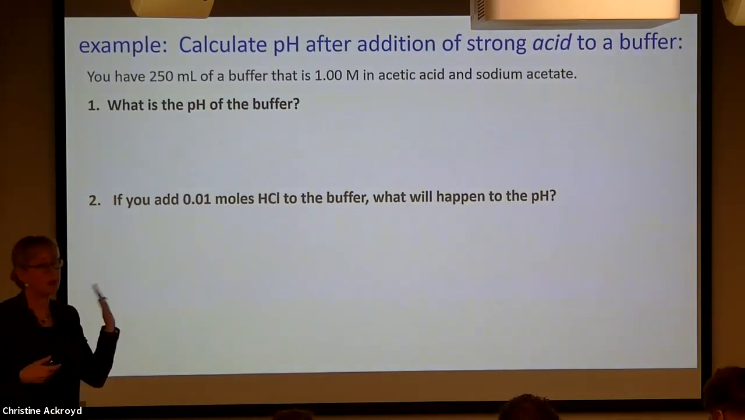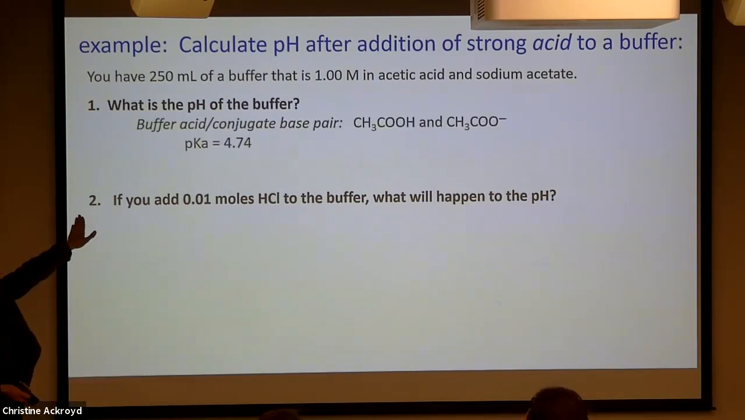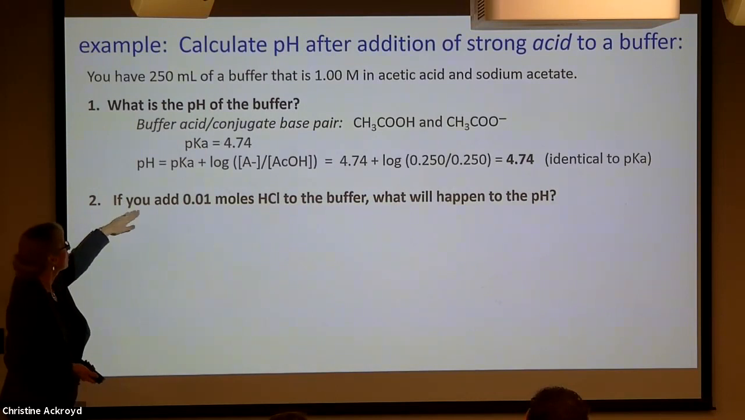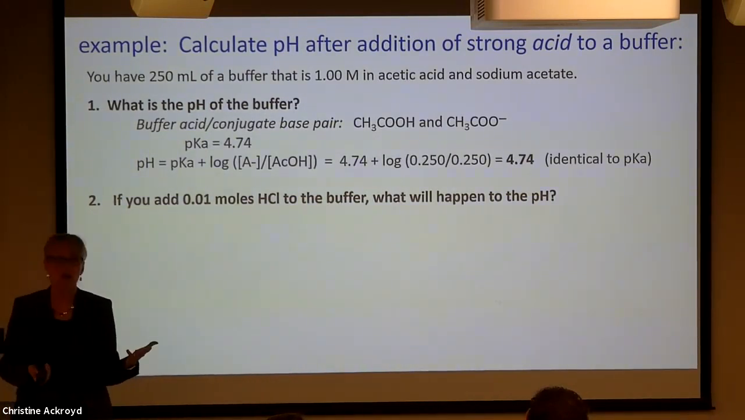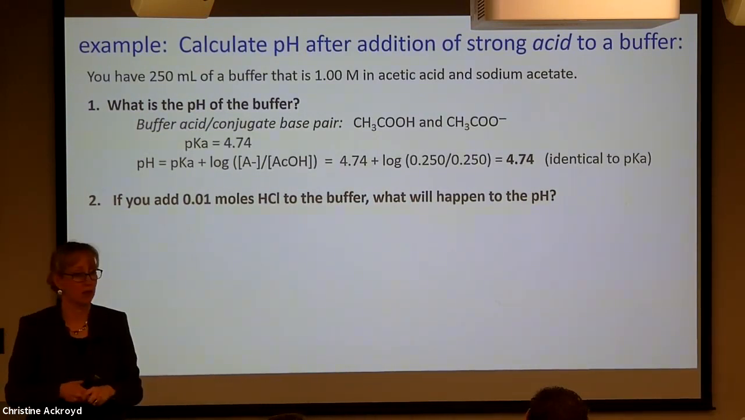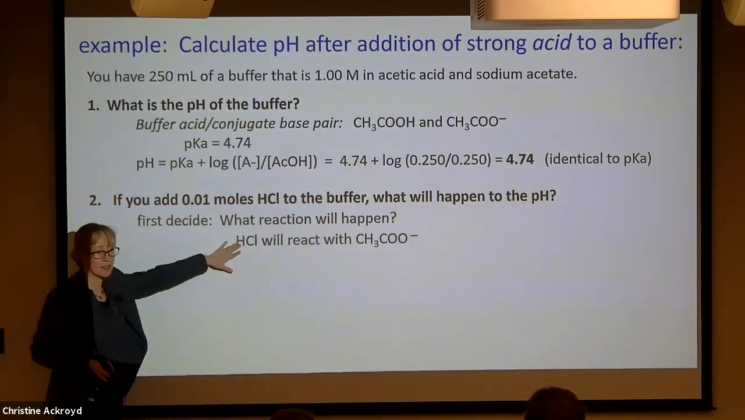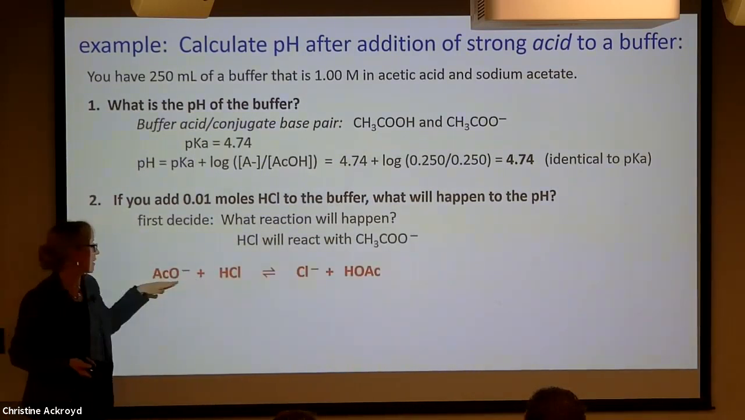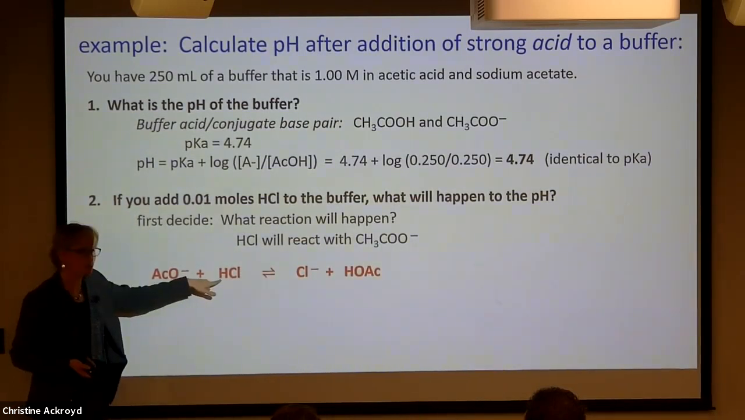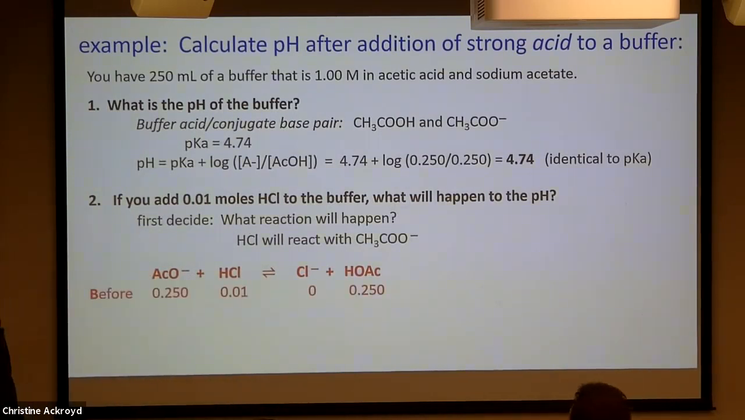Okay. Can we do it in the opposite direction? What if we added acid instead? In that case, we already calculated the pH of the buffer, 4.74, what we did before. Now we add 0.01 moles of HCl instead of sodium hydroxide. What will the HCl do? What will it react with? It's going to react with the conjugate base, with the acetate. So we write the reaction. Hydrochloric acid will react with acetate. Acetate is the base, right? It abstracts the proton from HCl to form chloride and acetic acid. We set up our BCA table.